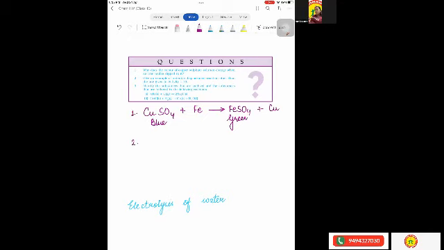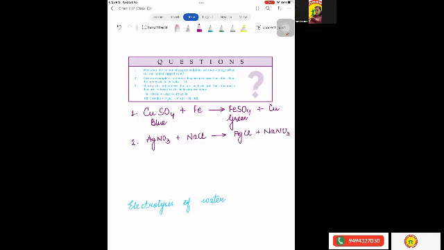Next, Abhinav, second question is for you. Give an example of a double displacement reaction other than the one given in activity 1.10. You give me any example of a double displacement reaction. Ma'am, AgNO3 plus NaCl gives AgCl plus NaNO3. Very good. Gives AgCl plus NaNO3.